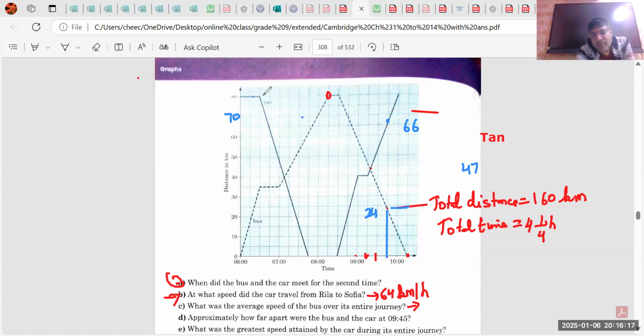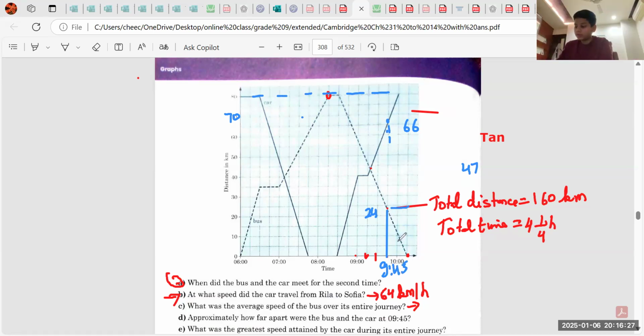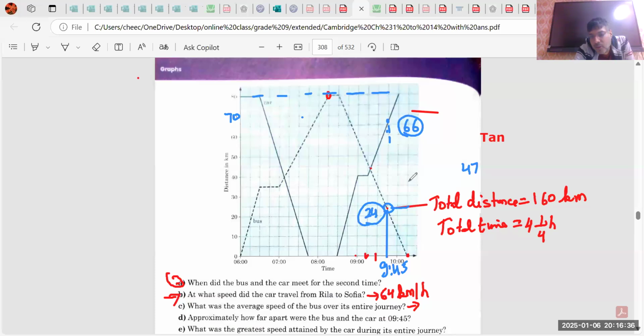Beta, 80 is this, so why subtract from 66? Beta, you are not understanding. This is 9:45. The bus distance is how much? Sir, 24, and the car's distance is 66, so you will subtract these two to get your answer. Yes sir, 42. Answer given at back is 44. Okay. Yes, sir.